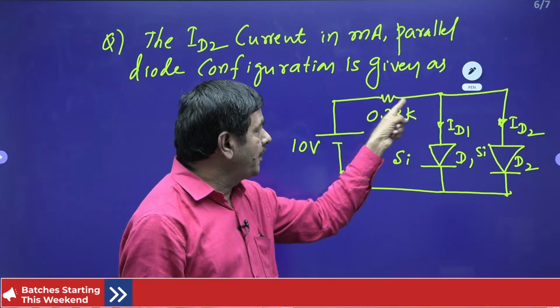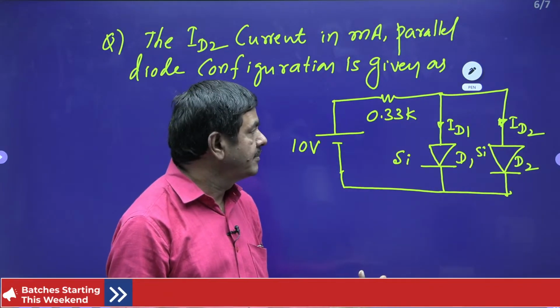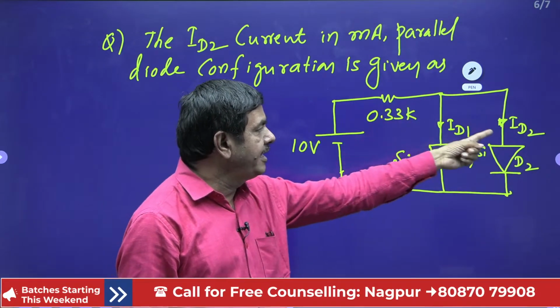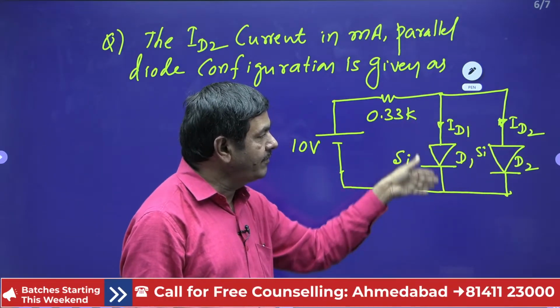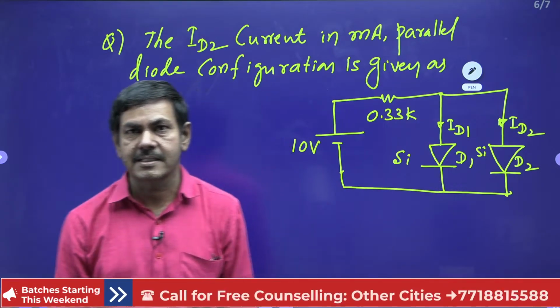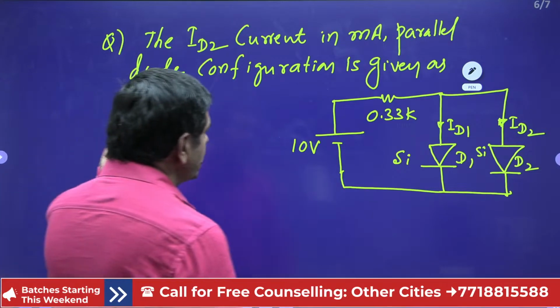The net current passing through the 0.33 K is nothing but I. Once you get I, ID2 equals I by 2. Half of the current flows this side, and the rest of the current flows this side. Yes, you can complete this question without my help. How can you do this question?